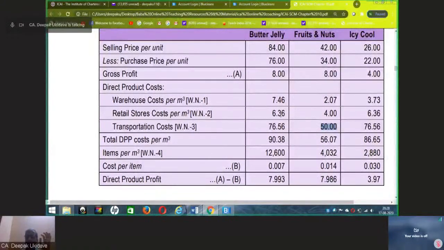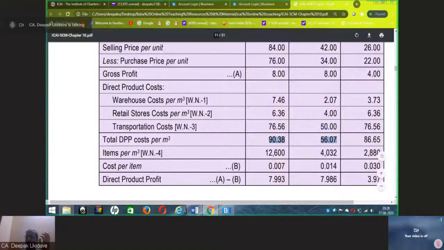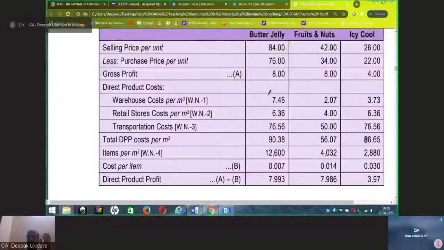So total direct product profitability comes to 90.38, 56.07 and 86.565. How did you get this figure? You will take total of all these costs. I will annotate. You will take total of all the costs. Be comfortable with the calculation. Check the calculation. Add all these three figures. 7.46 plus 6.36 plus 76.56. You get 90.38. Total DPP cost per metric cube, 90.38.